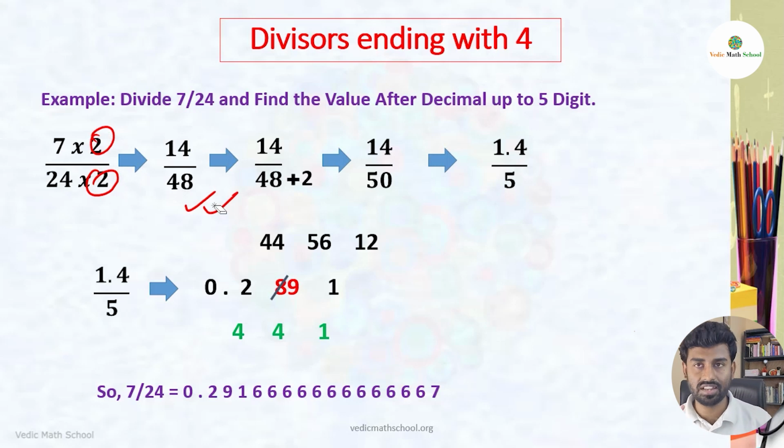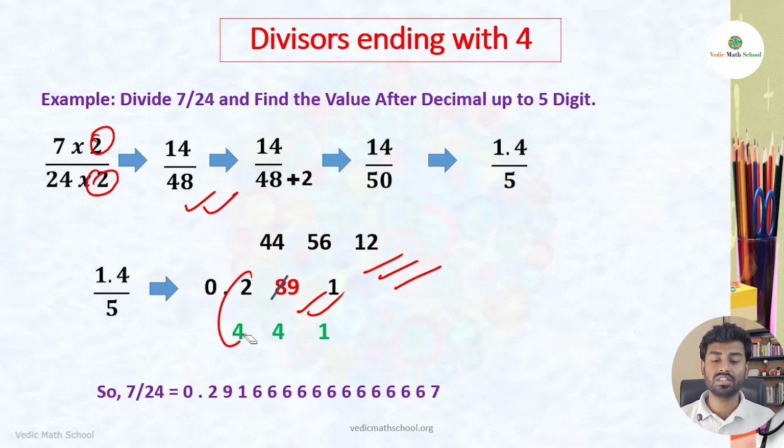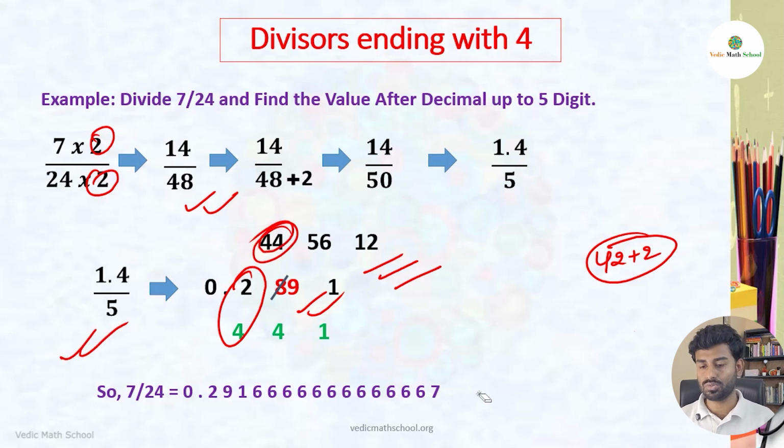And if it is ending with 8, I discussed earlier, the process will be the same as a divisor ending with 8. Whatever value you get, 42, it is going to be added plus 2 as well, because this is the process of 8. So 44 is going to be divided by 5, and the process goes on.